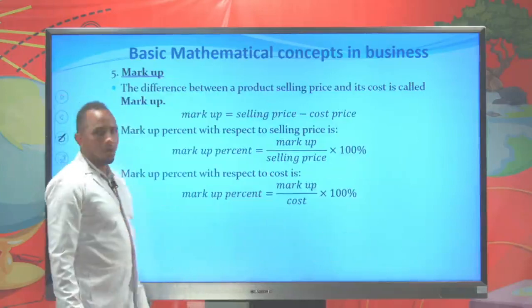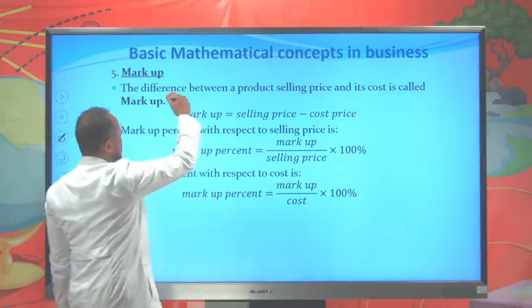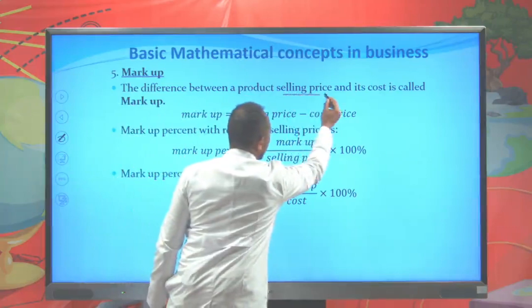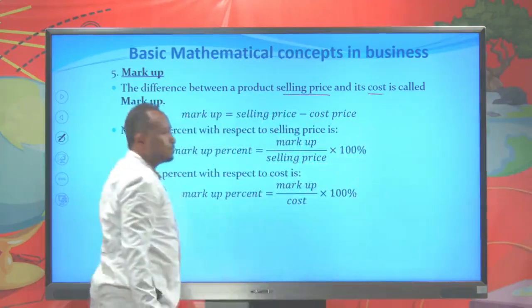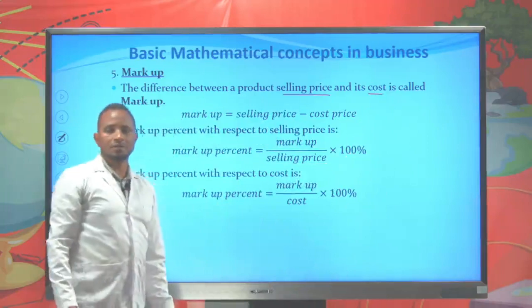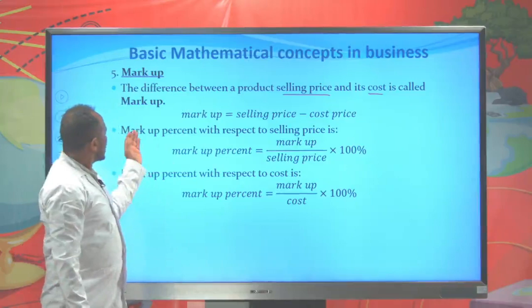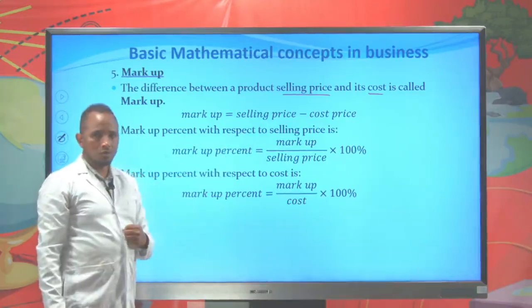Okay, now let's see this one. Markup. Markup is the difference between a product's selling price and its cost price. The difference between selling price and cost price gives you markup. So we can calculate markup percent with respect to selling price and with respect to cost.